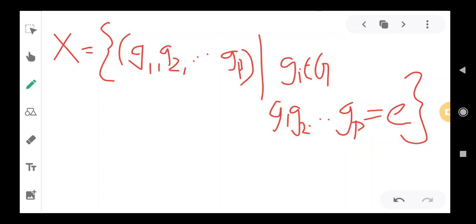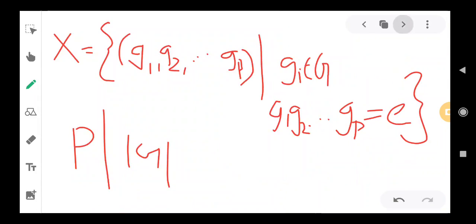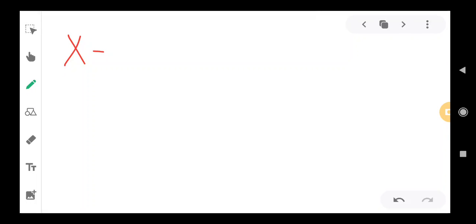Now we claim that, since we have taken a prime P, and P divides the cardinality of G, which is given in our theorem, next we claim that P divides the cardinality of X. How can we prove that P divides the cardinality of X? For that, we are forming this. X is a set of P-tuples.